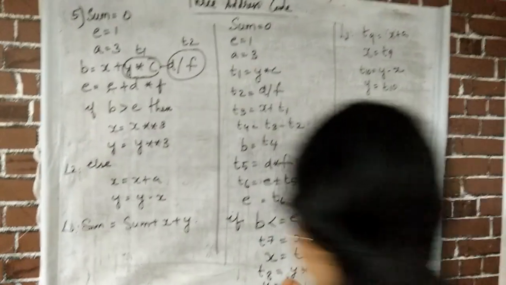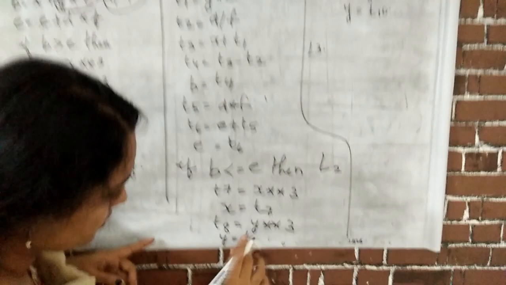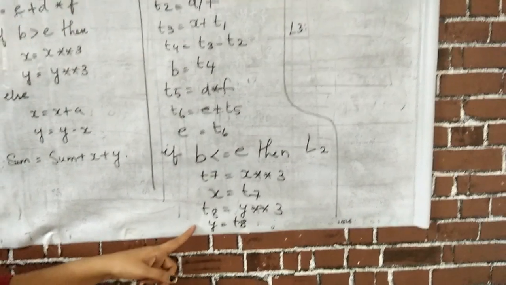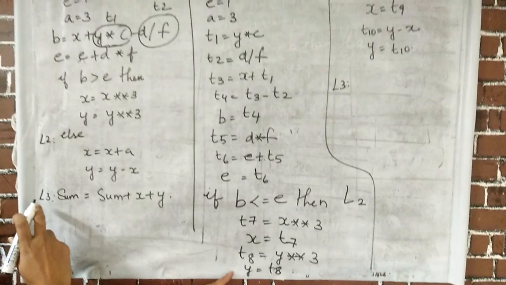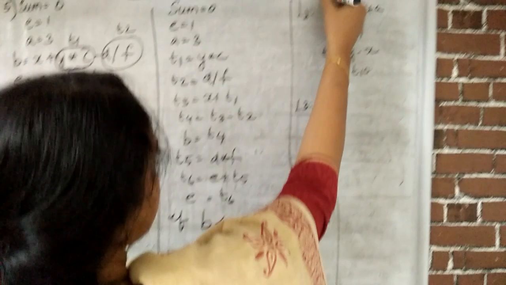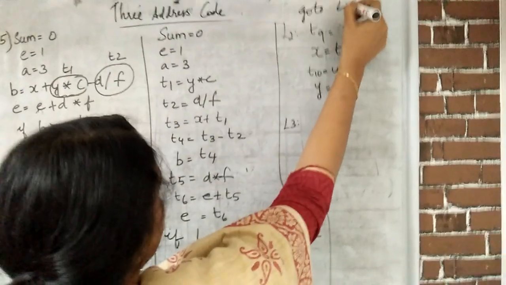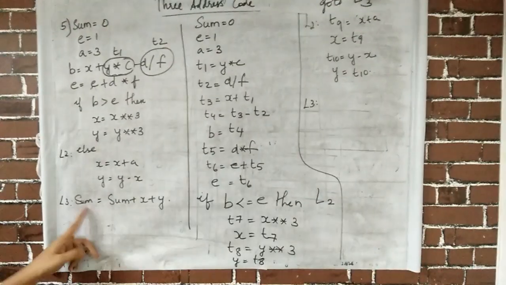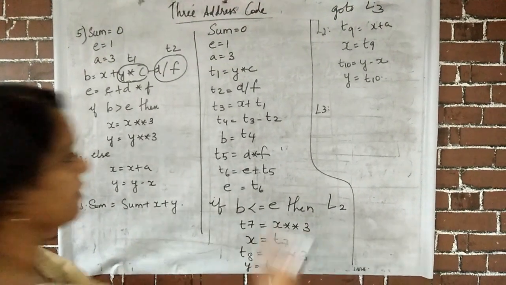After that, the important step is it has to be assigned T8. After executing this condition, you have to skip the else condition and go to L3, right? So after this, you have to write go to L3. And then L3 means what? L3: sum is equal to sum plus x plus y.